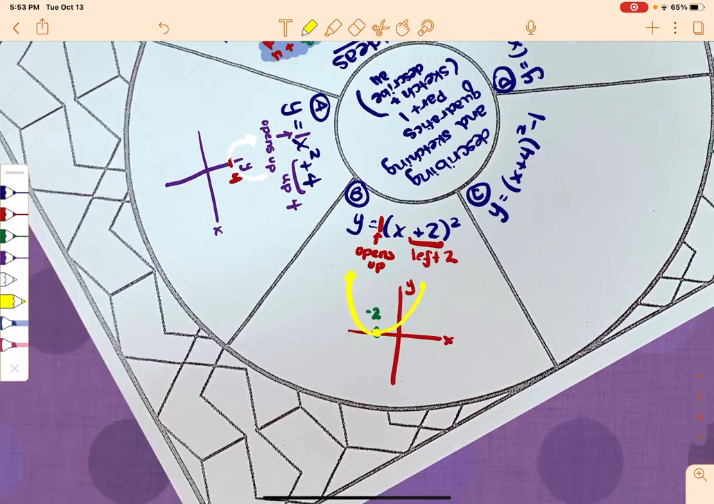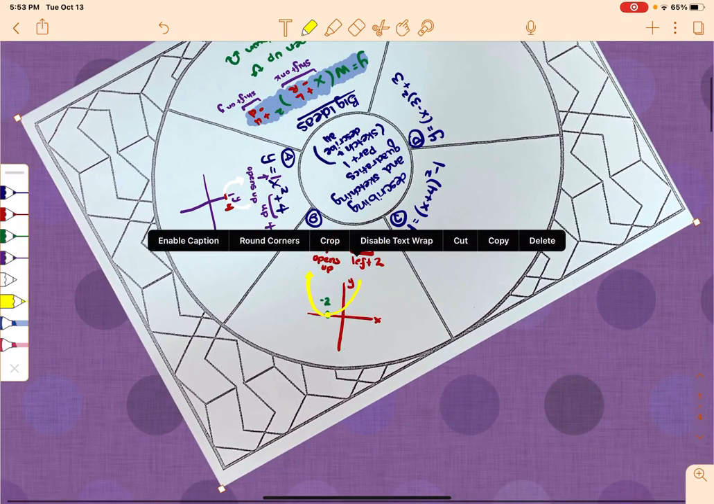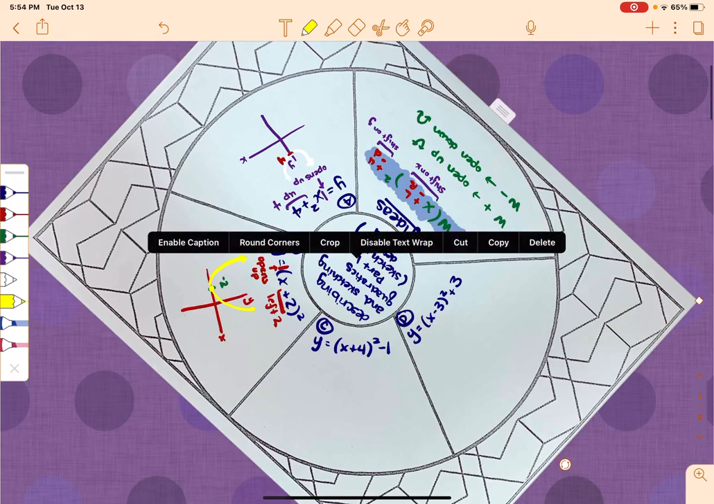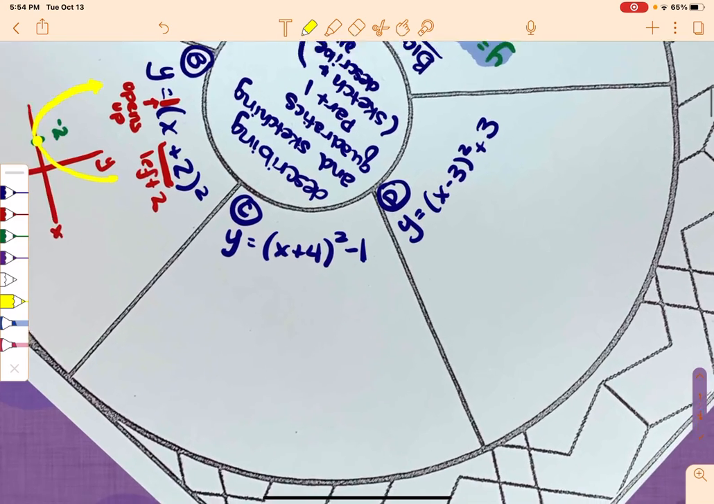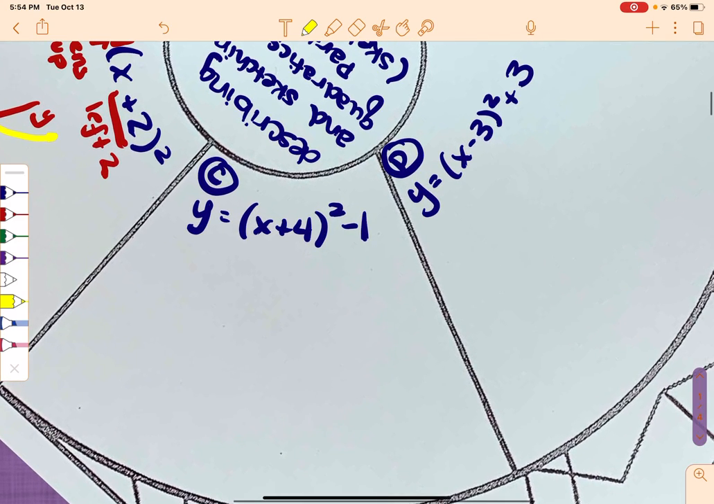Okay, let's try the next one. So now we'll start to put more than one movement in here. So y equals (x plus 4) in parentheses squared minus 1. So first of all, probably the easiest is this part up here.